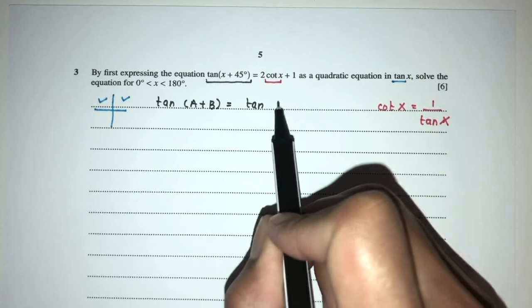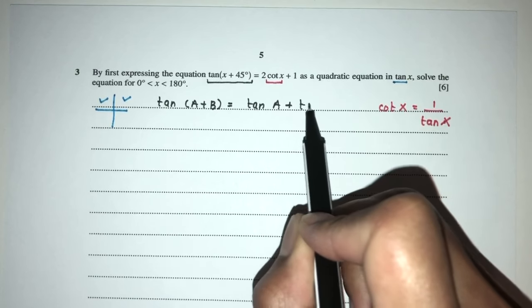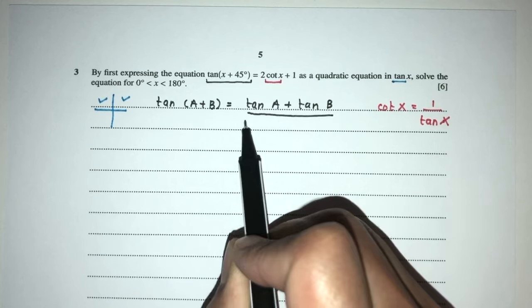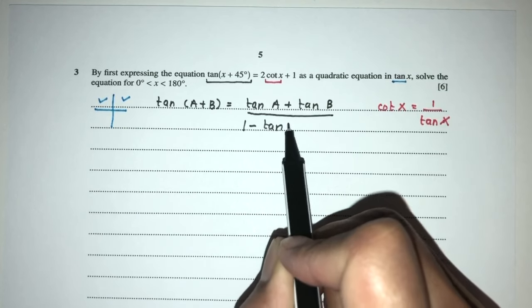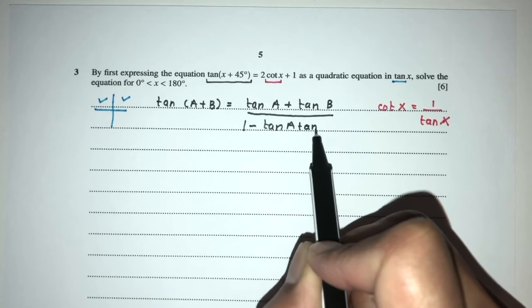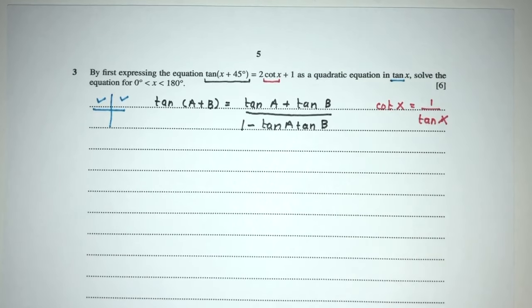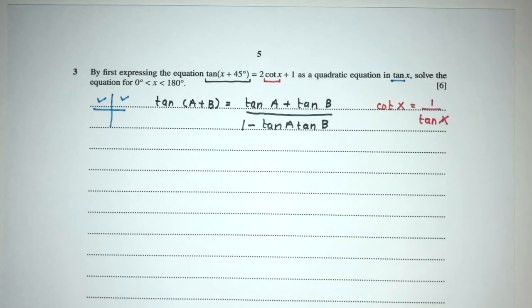Tan A plus tan B over the value of 1 minus tan A tan B. This is also available in the F19 formula sheet. If you guys want to learn about this formula, it is available right there.